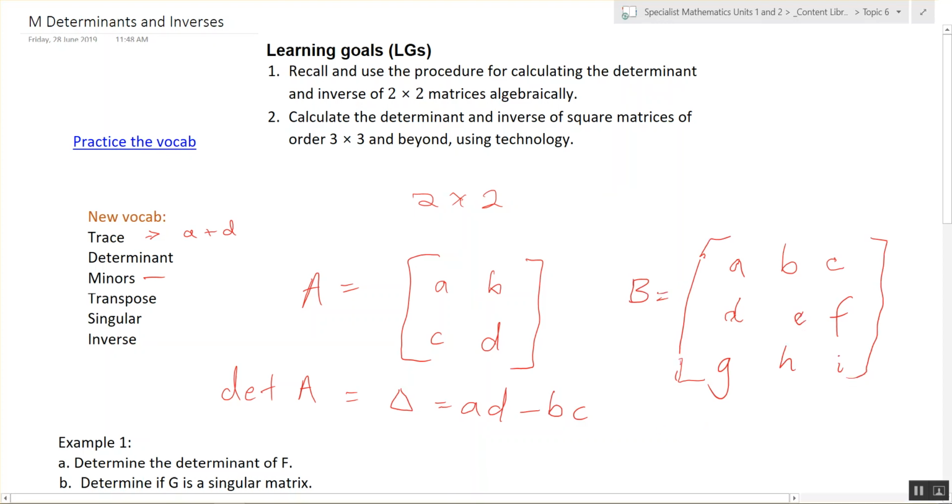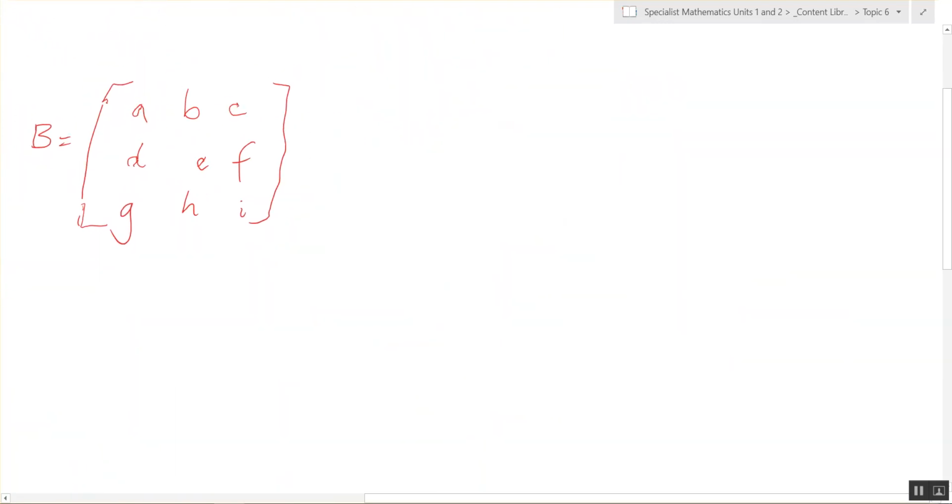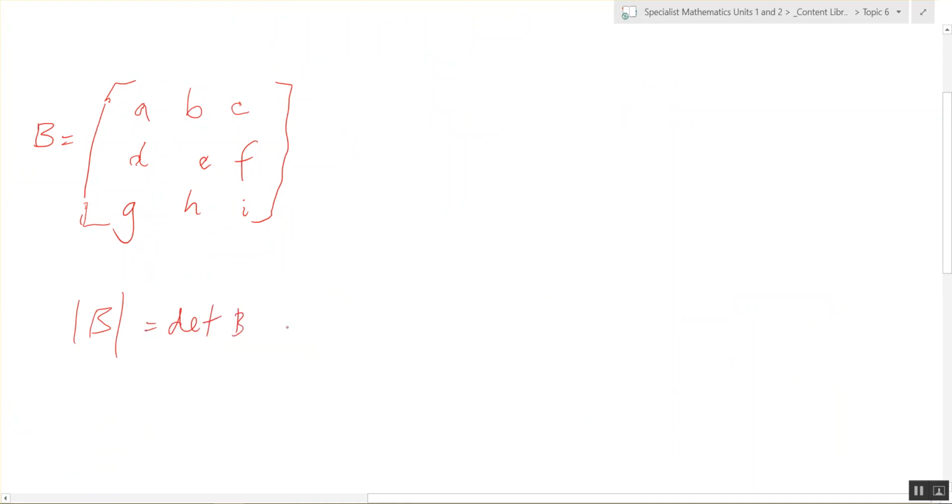When we do a 3 by 3, sometimes you can write a determinant with 2 lines like that. Okay, so we're going to find the determinant of a 3 by 3. You can write determinant as magnitude. For matrices, the magnitude symbol is determinant.